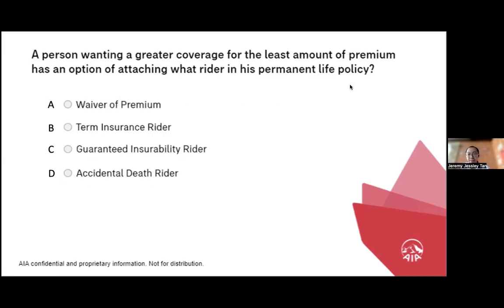Ito pa pala, may isa pa. A person wanting a greater coverage for the least amount of premium has an option of attaching what rider in his permanent life policy? Greater coverage for least amount of premium. Ano ba yung pwedeng i-attach yan? Waiver of premium, term insurance rider, guaranteed insurability rider, or accidental death rider. Yung keyword dyan, greater coverage, least amount of premium. Ano ba yung least amount of premium?